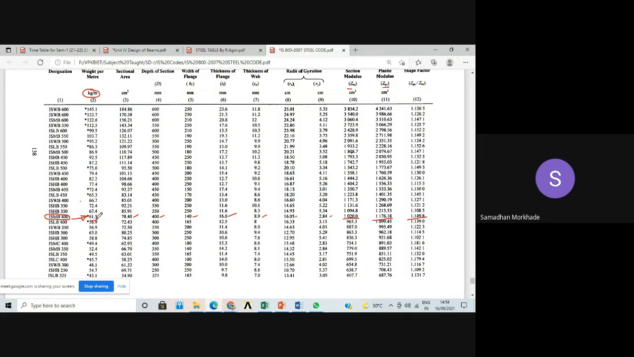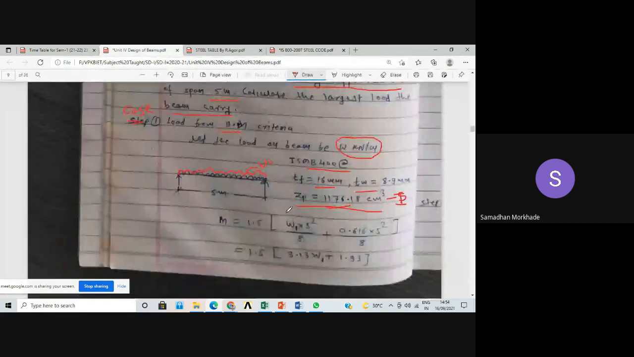We have to convert this 61.5 kg per meter into kilonewton per meter. How to do it? We have to convert kg into Newton. 61.5 into 10. 9.81 it is there, but convert directly as 10. Multiply by 10. So 61.5 into 10 means 615. It is Newton per meter. Now 615 divided by 1000. So it is 0.615 kilonewton per meter. See here, 0.615 kilonewton per meter. This is the self weight of the beam.